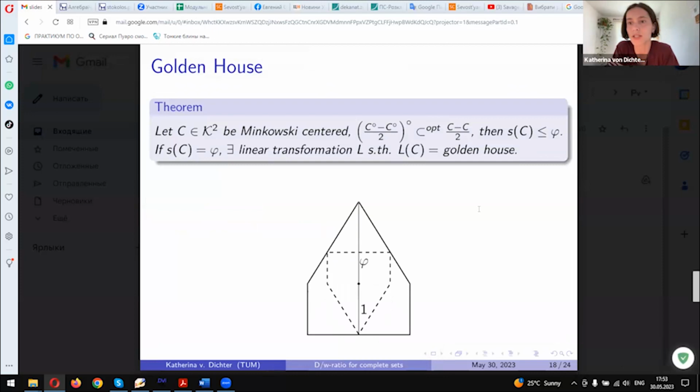So we have shown that the parameter alpha cannot be 1 if the asymmetry is greater than the golden ratio. And also, if the asymmetry is exactly the golden ratio, then the extreme body is unique. And this is exactly the pentagon that you can see on the screen. Because this pentagon has the shape of a house and the asymmetry of it is the golden ratio, we call it the golden house. So this is a unique extreme body.